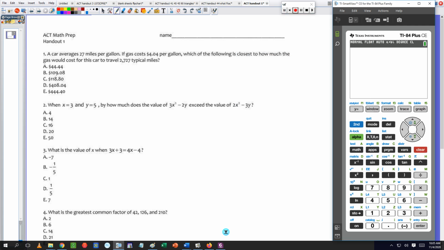Hey, let's make a key. A car averages 27 miles per gallon. If gas costs $4.04 per gallon, which of the following is closest to how much gas would cost for the car to travel 27 typical miles?